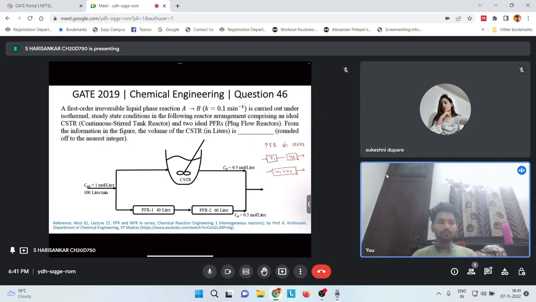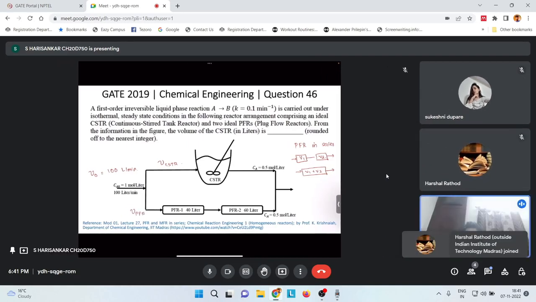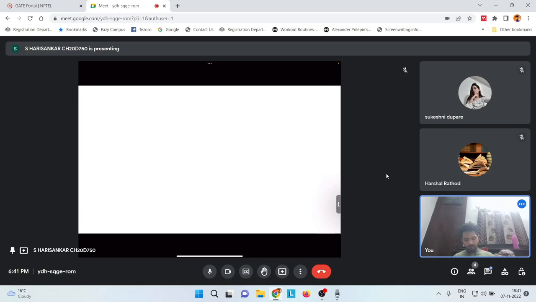Now the unknown here is basically the flow rate. So here the total flow rate, they have given the total flow rate nu0 as 100 liter per minute. Now this total flow rate gets divided into two. Let's say this is nu CSTR and this is nu PFR. We are not sure how the flow rate is getting distributed into these two streams. So that is what we need to first find here. Fine. So nu0 will be nu PFR plus nu CSTR.